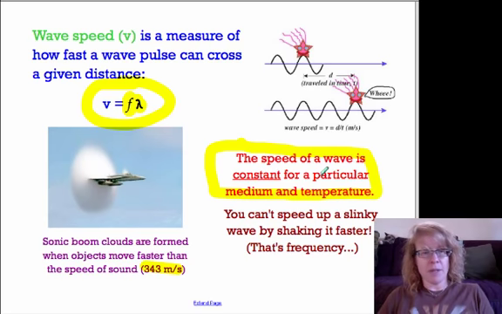Now, velocity for a particular type of wave is a constant. For light, again, 300 million meters per second. For sound, about 343 meters per second, depending on the temperature of the air.